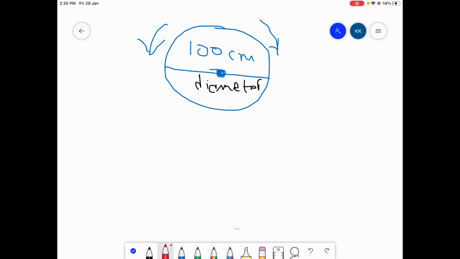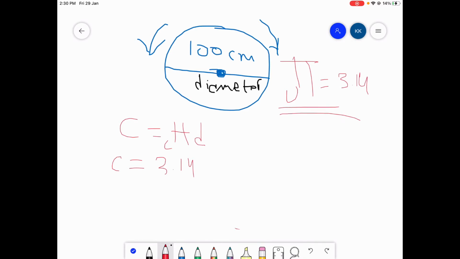So first thing we do is write the formula, which is C equals pi D. Then pi is 3.14. This is the formula. Basically, the value of pi is always 3.14, the abbreviation, but we want to do it like an estimate. So times the 100 centimeters, which gives C equals 314 centimeters.